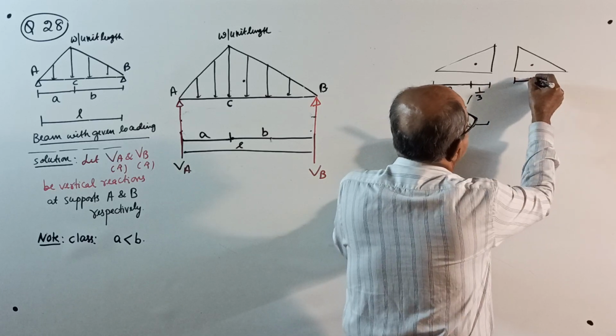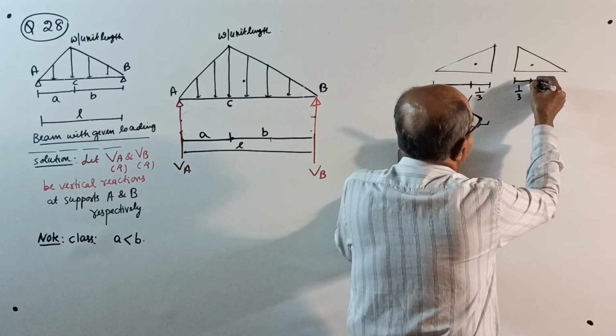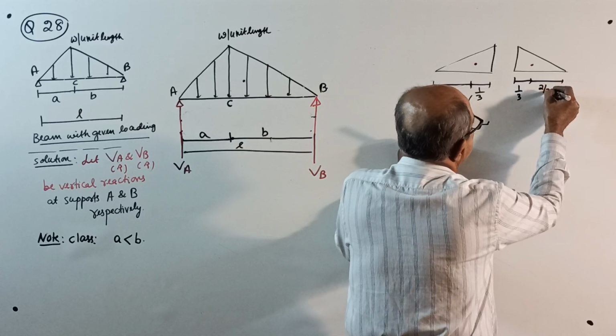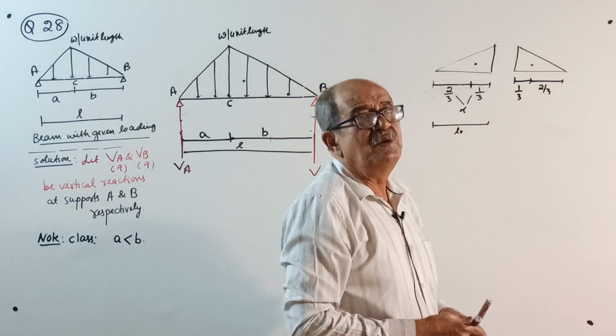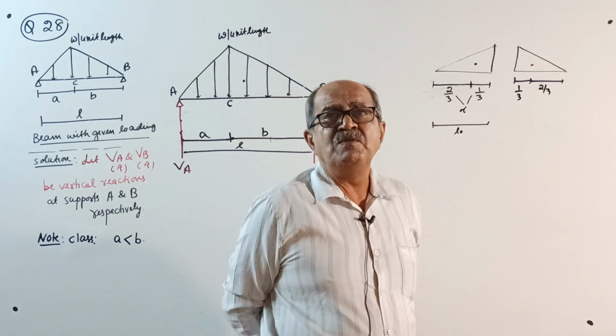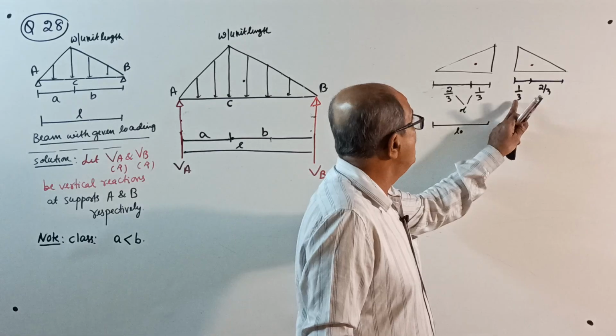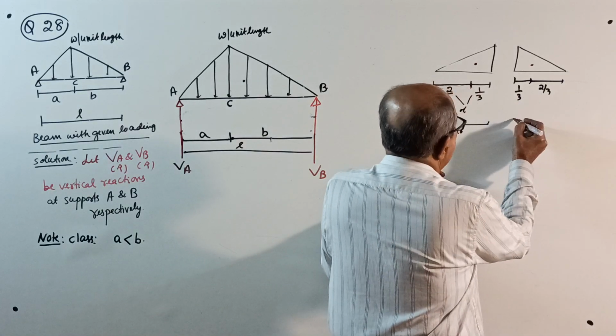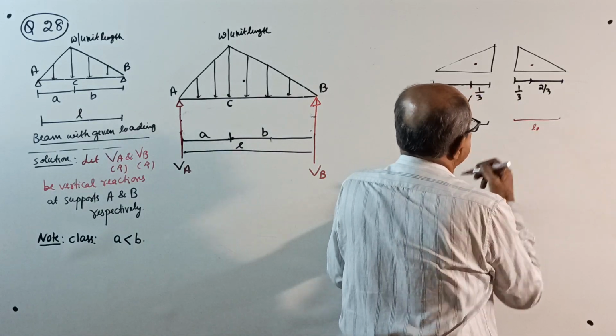This will be 1/3. This will be 2/3. See, when I tell 1/3, it should be 1/3 of something. Otherwise, I should tell only 1/3. I will not tell that. I will tell 1/3 or 2/3 of loaded length L0.